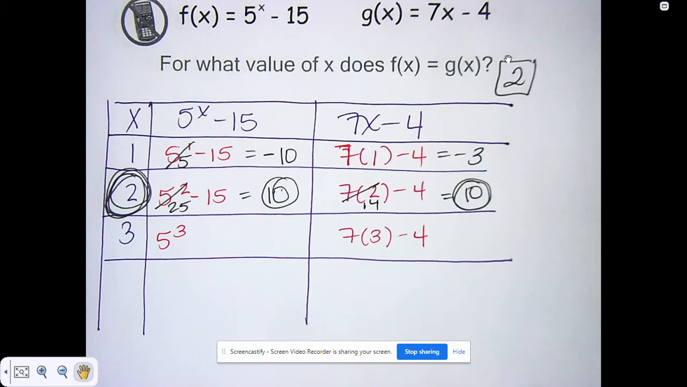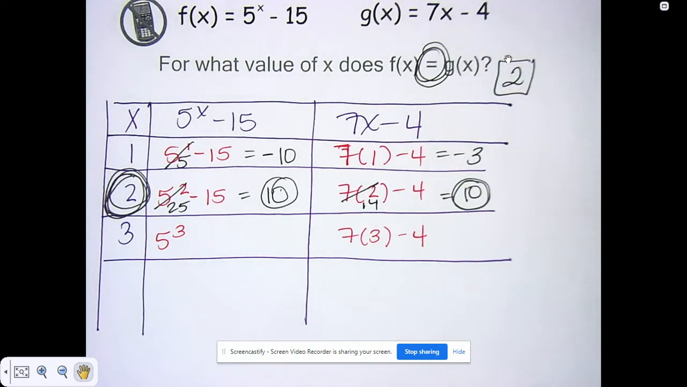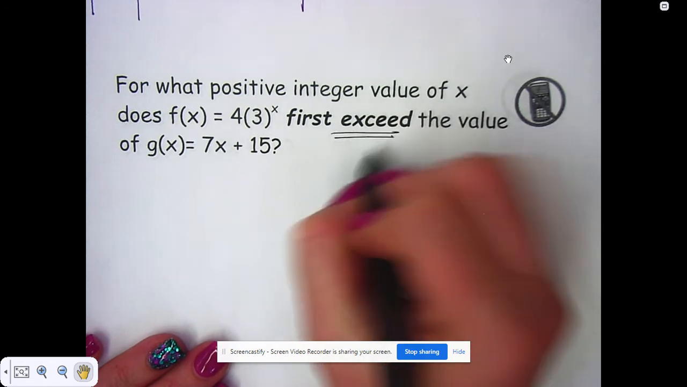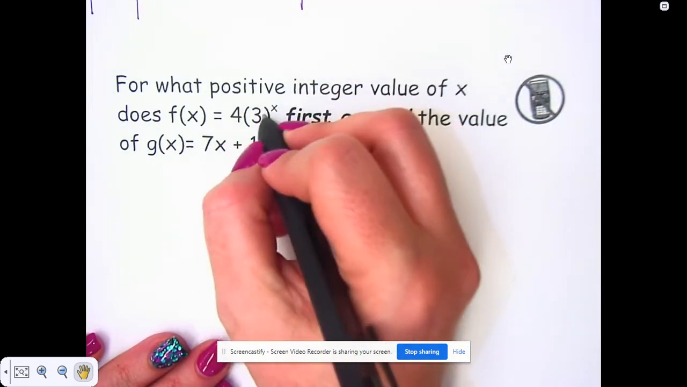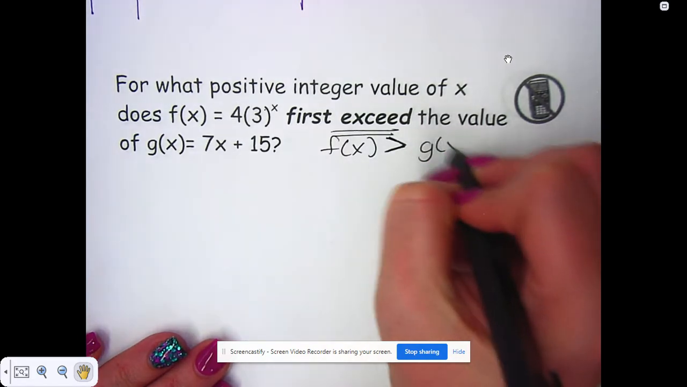Okay, so this is what it's asking for if they are equivalent. And I see that because it says equal here. Okay, the other thing that they might ask for is when does one of them get to be larger than the other? Okay, so that's going to be the terminology in this problem. For what positive integer value of x does f of x equal 4 times 3 to the x first exceed? Y'all, this means greater than. So when is the f of x greater than the g of x?